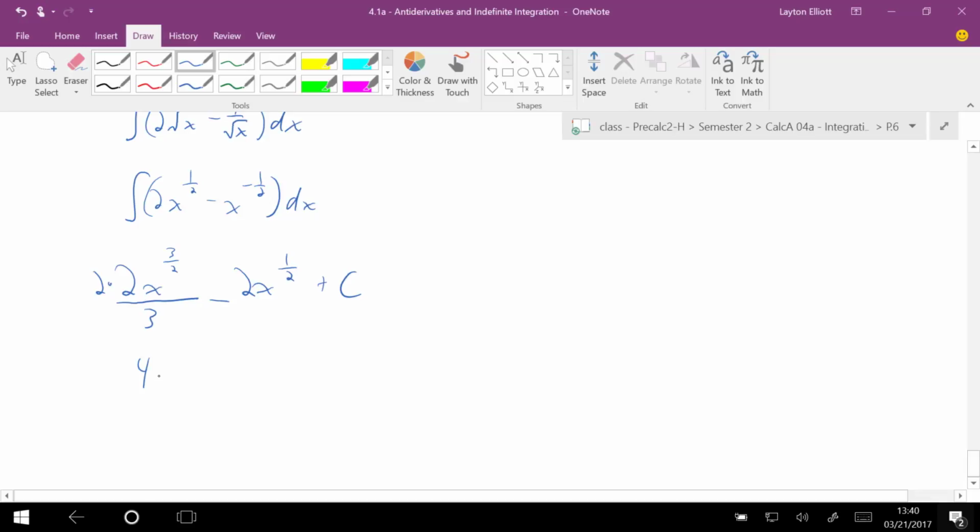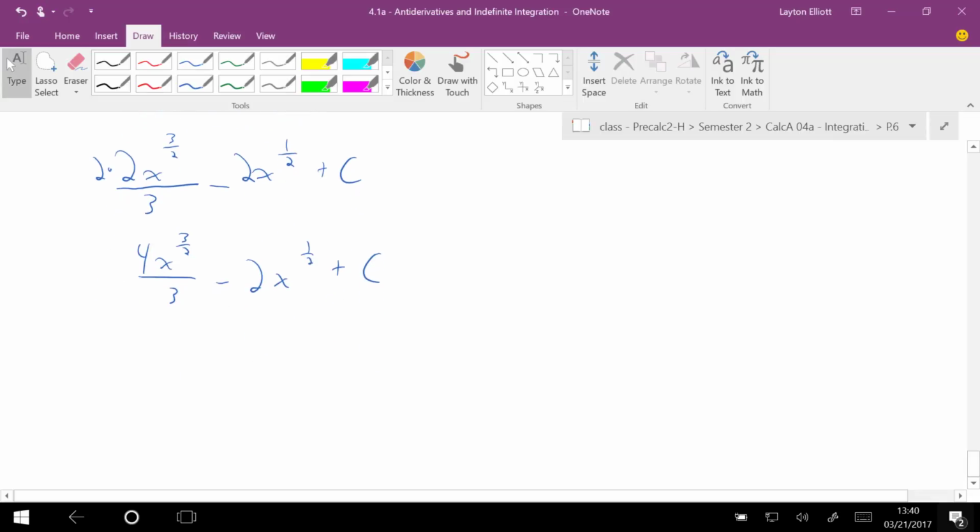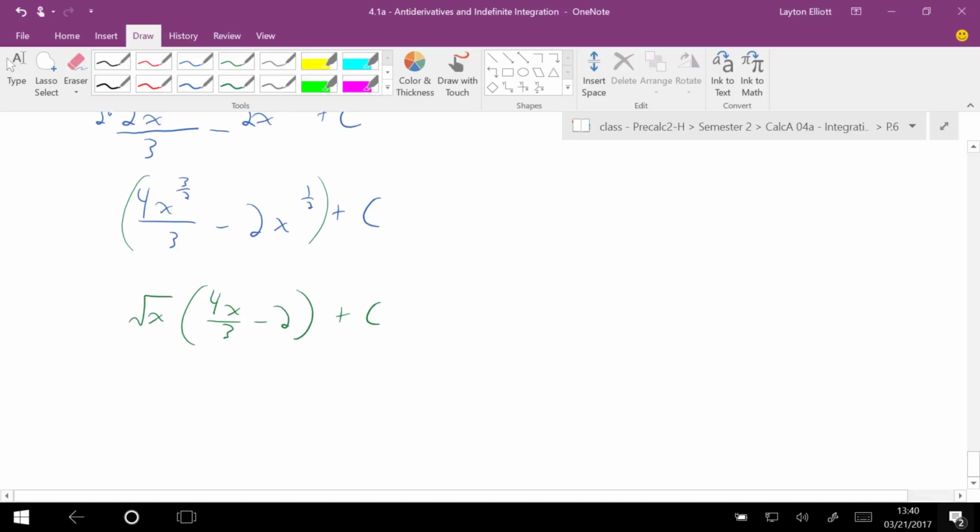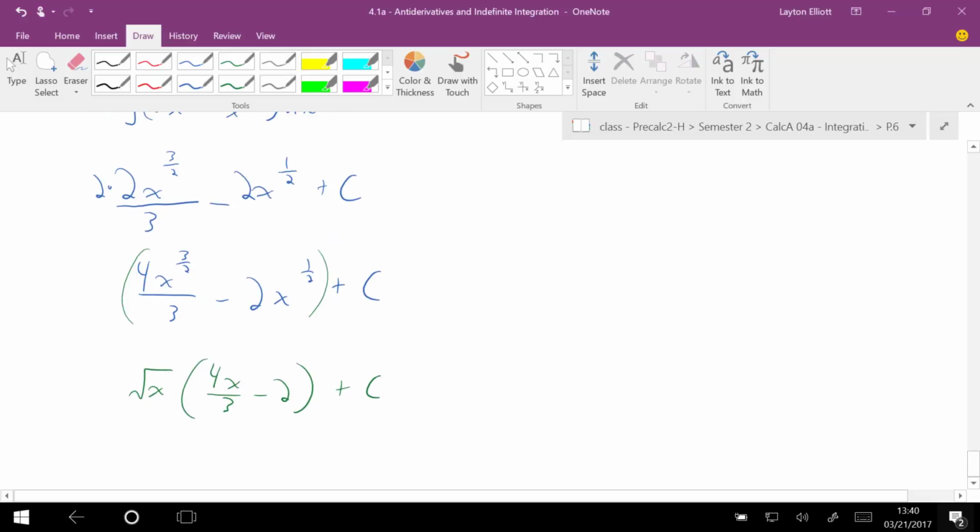I get 4x to the 3/2 over 3 minus 2x to the 1/2 plus c. There's not much more you can do with that. I mean, you could feasibly factor a root x out. And so if I factor a root x out, I'm going to get 4x over 3 minus 2 plus c. But that's not really that helpful because I still have that plus c. So I would probably just leave it the way it is, like this, because that's a descending order polynomial in a sense.